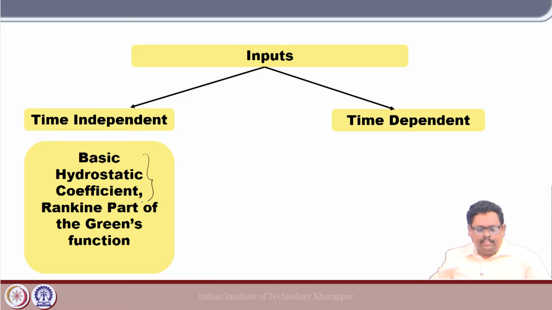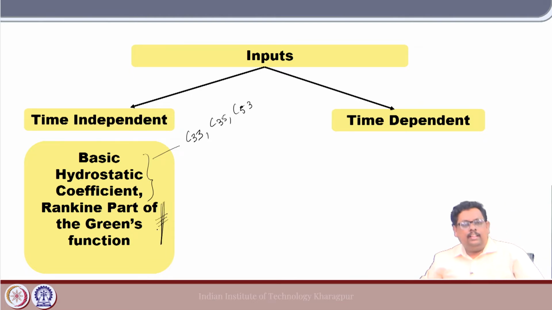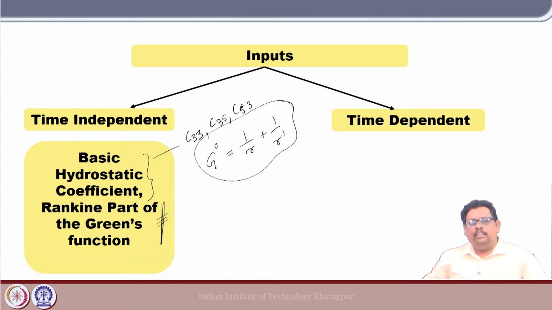So, what are the things? As I said, the basic hydrostatic coefficients you need to figure out, that means the coefficients C33, or maybe C35 or C53, all these things. And then the second important thing, you need to do the integration of the Rankine part of the Green's function. If you remember this Rankine part, or you can call it Z0, this is 1 over R plus 1 over R dash, or plus or minus anything, but this is the time independent part. So, we have to calculate this integral and store it before we start the time dependent part.